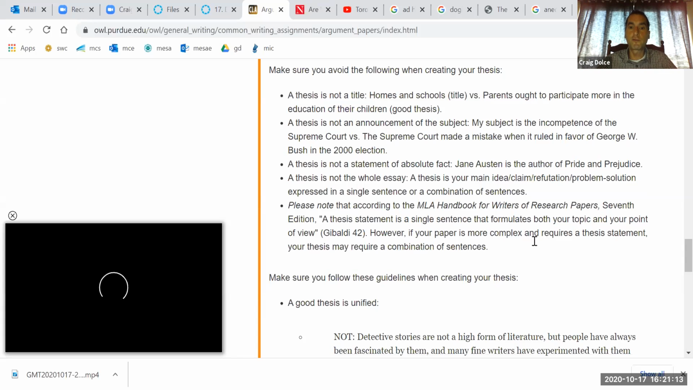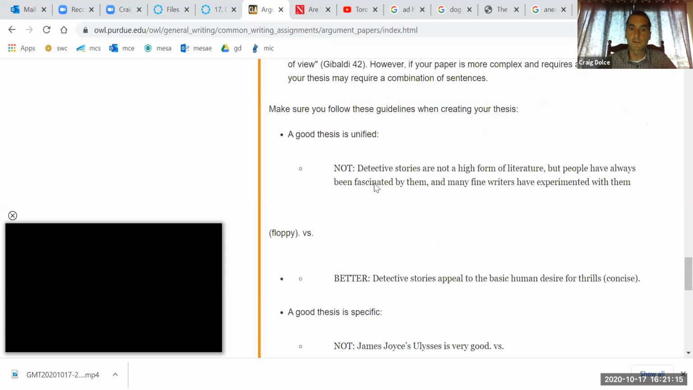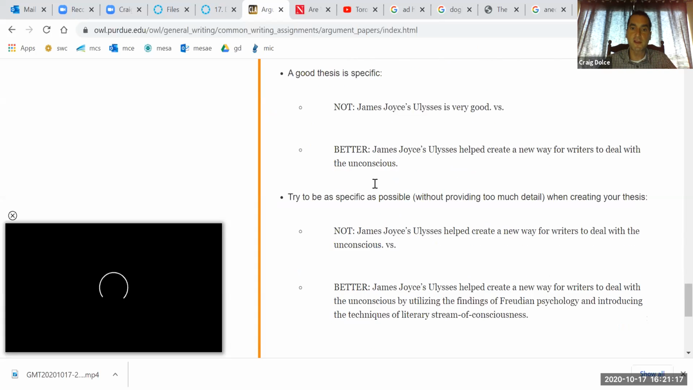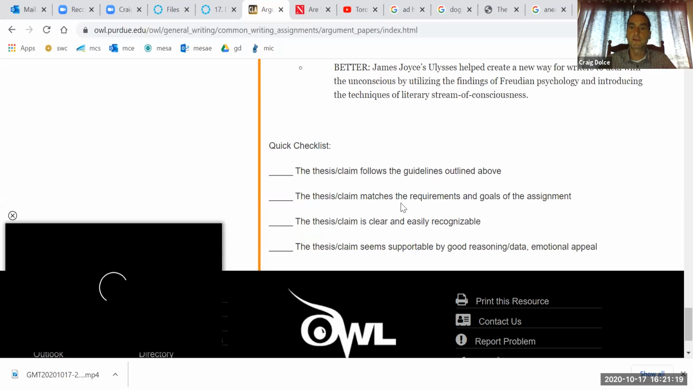So again, I hope you find this helpful, right? Make sure your thesis is unified, make sure it's specific, and then we have a checklist down here. So ideally, when we submit our essays into the discussion, this is the checklist that I will be asking you to reply to when you post your responses of thoughtful and respectful feedback on at least 2 introductions.